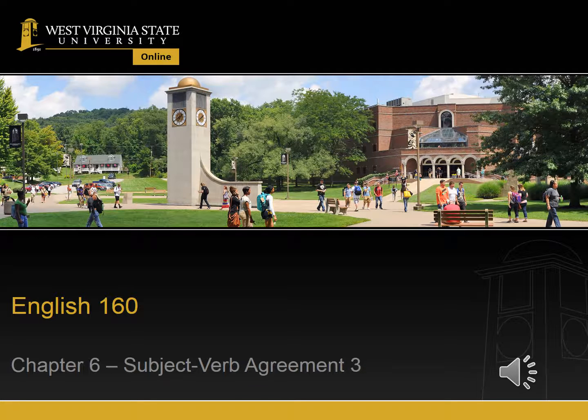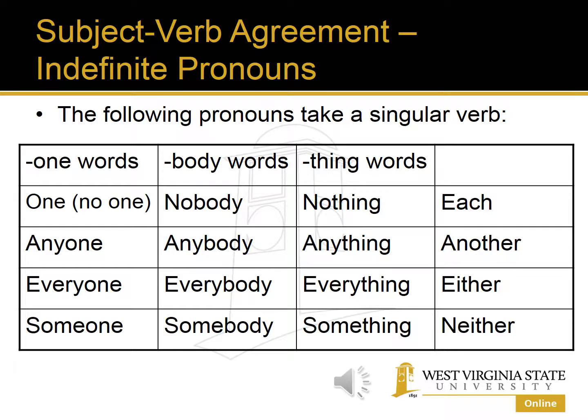In this third and final part of our discussion of subject-verb agreement, we will look at the remaining instances of problem areas for subject-verb agreement. The table that you see here is a listing of what we call the indefinite pronouns. The indefinite pronouns always take a singular verb, and I've broken them down into 4 categories.